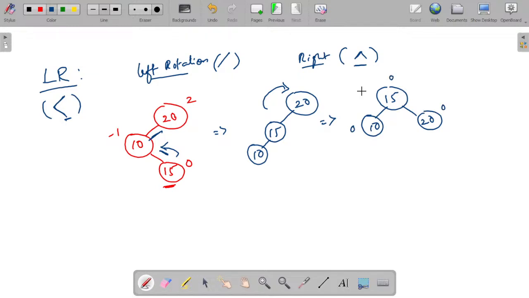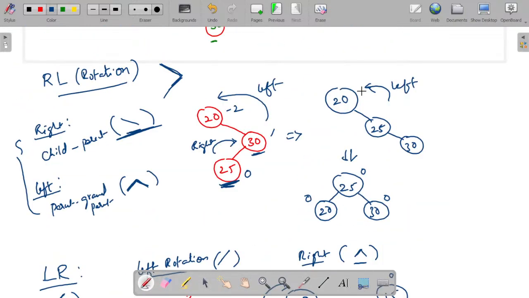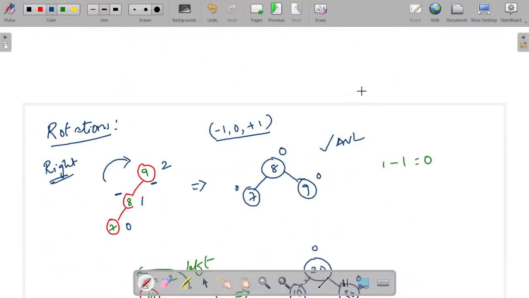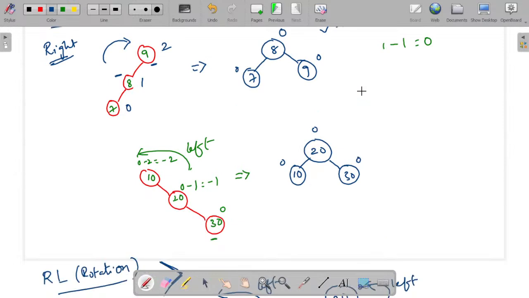I hope you have understood how we perform different rotations. These rotations are very important to understand AVL tree. Do understand this, and if you have any doubts in them, please ask the questions so that I can answer them. So this is right rotation and this is left rotation. Right rotation is performed when the new node is inserted as the left child to the left subtree and it is pushed to the right side, and left rotation is performed when a new node is inserted as right child to the right subtree.